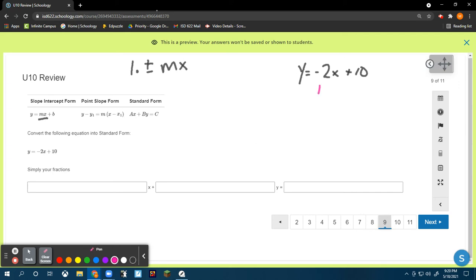We have a minus 2x, so we're going to add 2x. And again, we're going to do that to both sides of the equation. You got to balance it. So we're going to get 2x plus y equals, those cancel, 10.